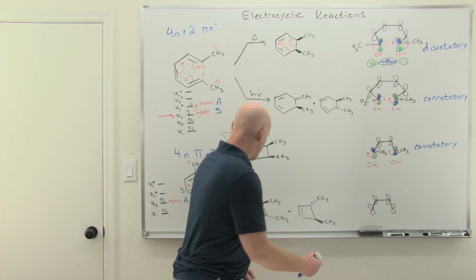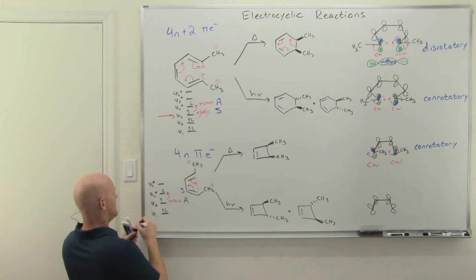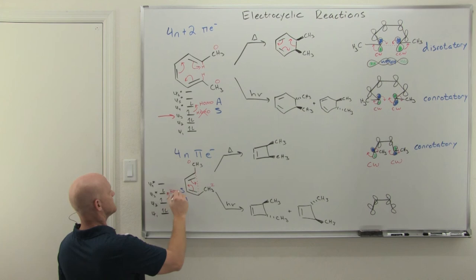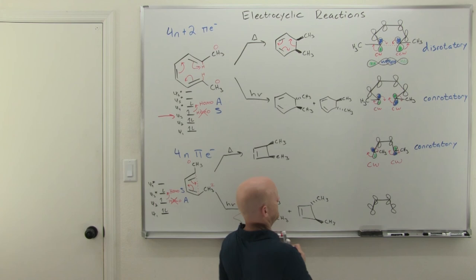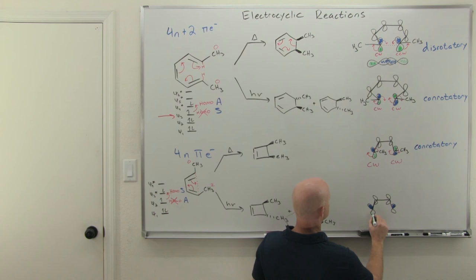Now in the other example here, once again, we are going to promote an electron under photochemical conditions from psi 2 up to psi 3. And so psi 2 is no longer the highest occupied molecular orbital. It's now psi 3 under photochemical conditions, and it's symmetric. And if it's symmetric, it means the ends of the molecular orbital match. Again, you can draw the whole thing and you might be on the hook for doing so on a test or something. It's on your study guide, but I'm not going to do it here. Again, my point here is just to predict stereochemistry. But like I said, the whole thing is on your study guide.